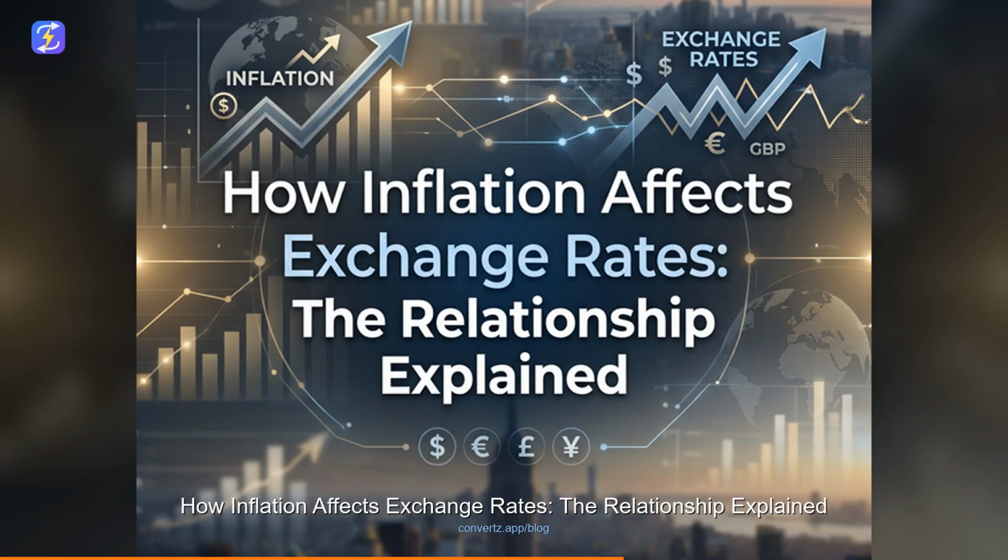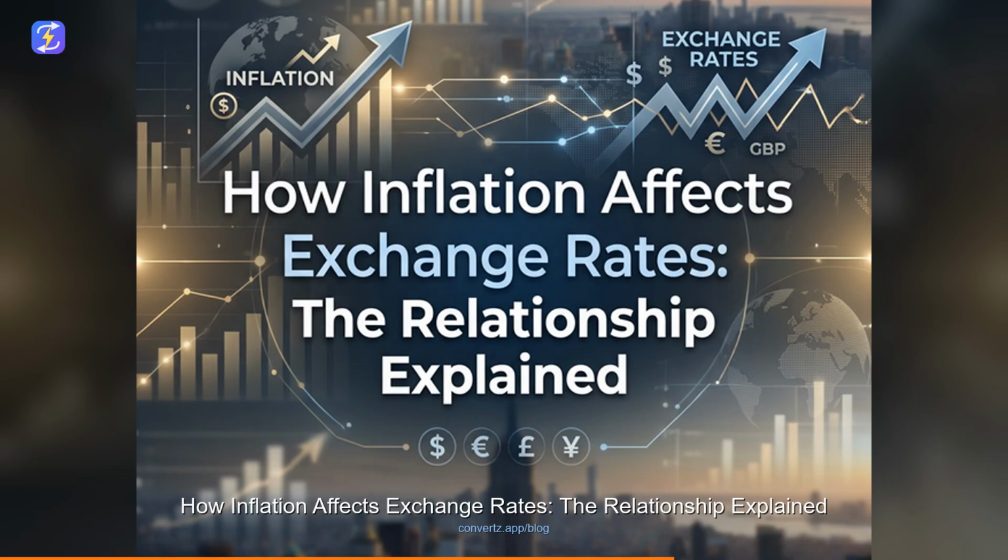The US dollar, 2022 to 2024. When US inflation surged to 9% in mid-2022, many expected the dollar to weaken. Instead, it strengthened significantly because the Federal Reserve responded with the most aggressive rate hike cycle in decades, pushing rates from 0% to over 5%. The high interest rates attracted global capital, overwhelming the negative effect of inflation.